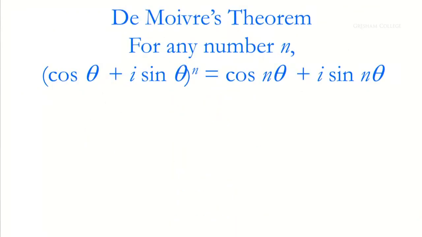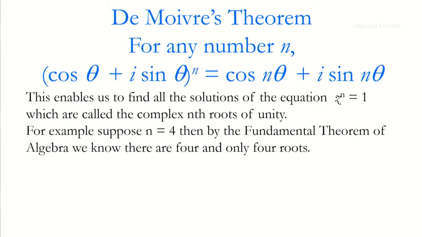All right. So let's put that together with the fundamental theorem of algebra to try to solve solutions of this equation here, z to the n equal to 1. Solutions of this equation are called roots of unity because any z that satisfies that, when raised to the power of n, is going to give you the answer 1. They're called the complex roots of unity. And I'm just going to do it for the case n equals 4. And by the fundamental theorem of algebra, it tells us that we know there are exactly four roots, and only 4 roots to that equation.